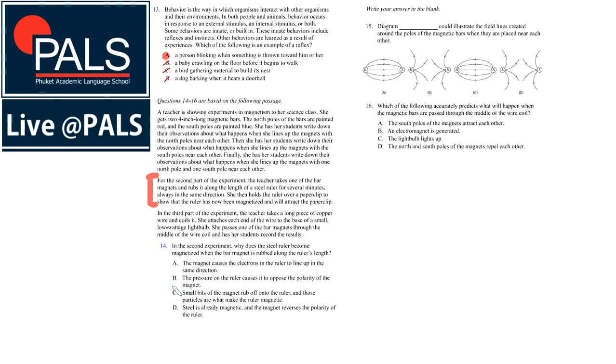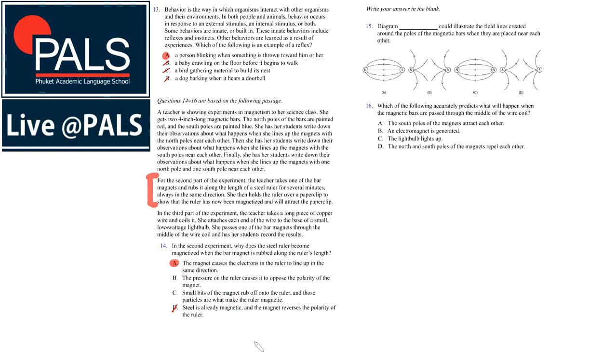So first of all we can exclude the last one, because without rubbing the steel ruler with a magnet, it is not magnetic. It doesn't attract any paper clips, but afterwards it does. So D is definitely not correct. So it's either A, B, or C, and the correct answer here is A.